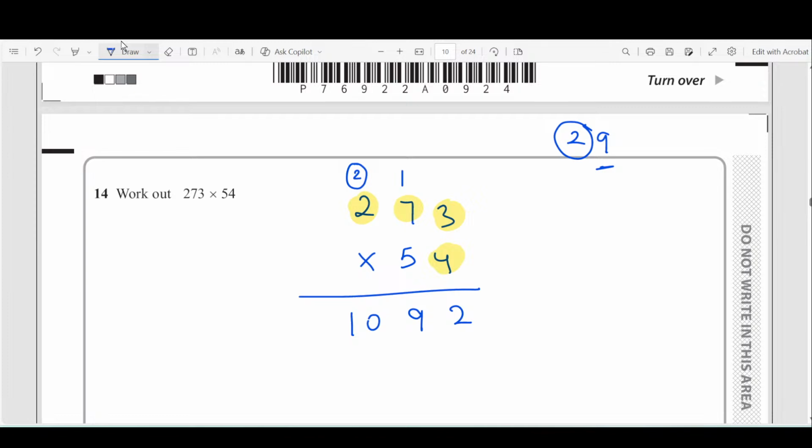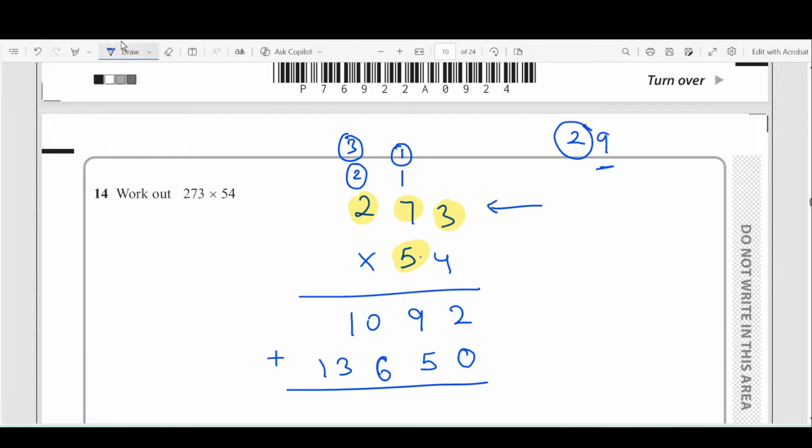Now to start with the second calculation, here we always put a 0 underneath the ones value. Now what we need to do, we need to multiply this number with all of them, this row. 5 times 3, 15. We put 5 there, 1 is carried over. 7 times 5, 35, plus 1, 36. So we write 6 there and 3 is carried over. 5 times 2, 10, plus 3, 13.